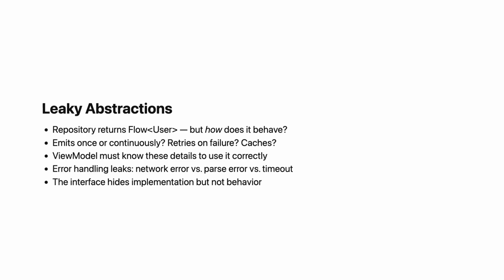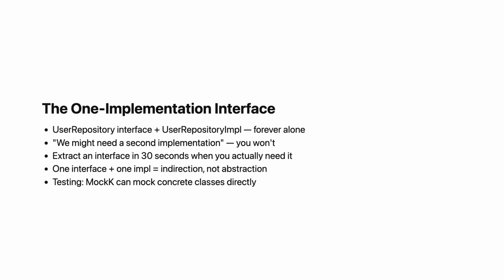Here is a pattern I see constantly that drives me slightly crazy. An interface with exactly one implementation. UserRepository interface with getUser by ID, UserRepositoryImpl that implements UserRepository. That is it. One interface, one implementation forever. But we might need a second implementation someday. No, you will not. And if you do, you can extract the interface in about 30 seconds with your IDE. An interface with one implementation is not abstraction, it is indirection.